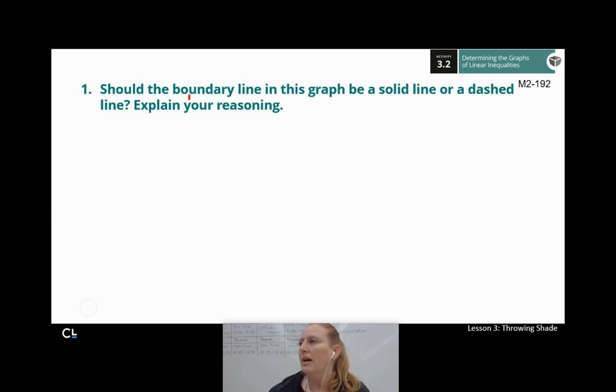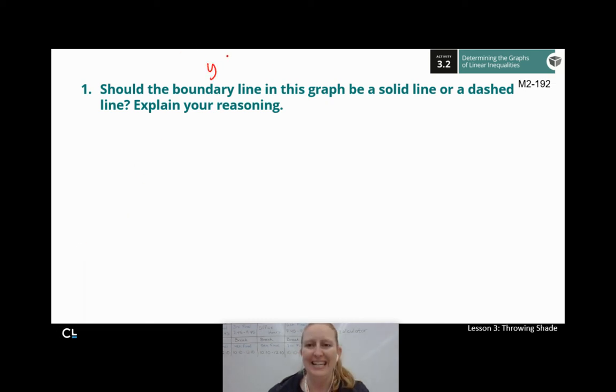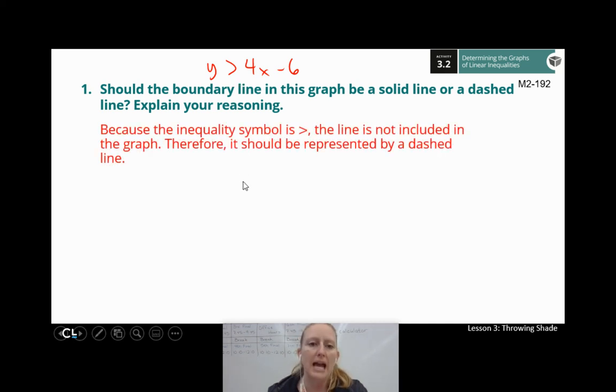So just to remind us, that's y is greater than 4x minus 6. Because there's no half equal sign, because it's just greater than, it's not greater than or equal to, it's going to be a dashed line, okay? So we're going to have a dashed line.